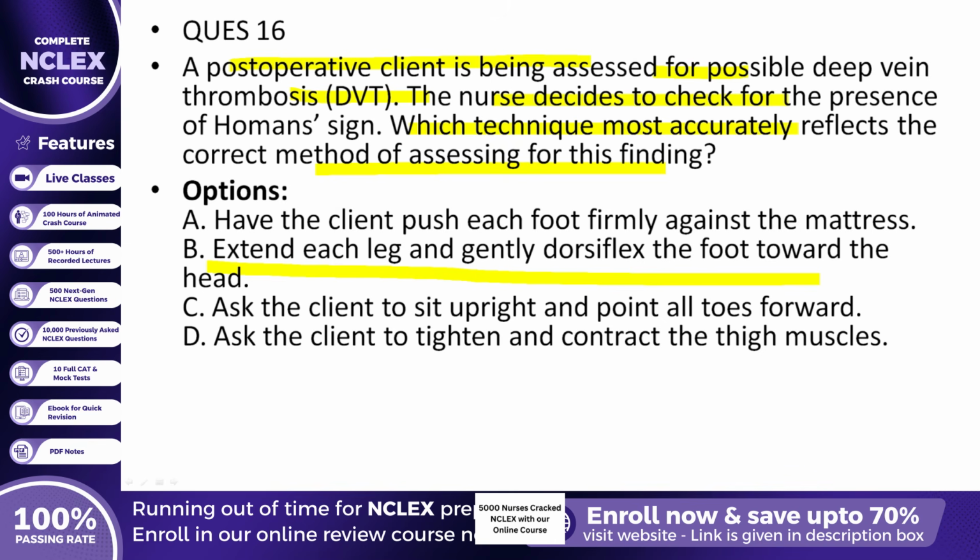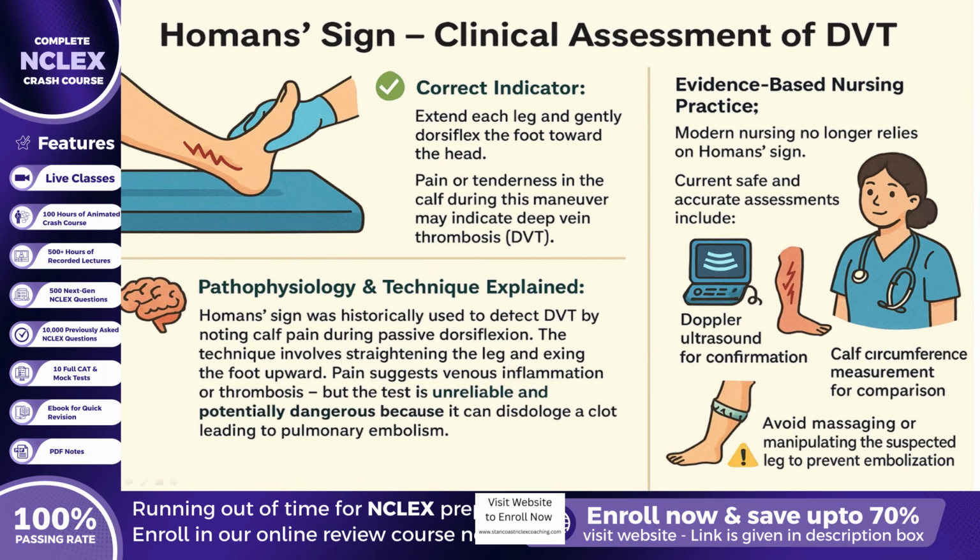Diving deeper into the reasoning, Hohmann's sign is an older clinical maneuver historically used to detect deep vein thrombosis by checking for pain in the calf during passive dorsiflexion of the foot. The correct technique involves fully extending the client's knee and then dorsiflexing the ankle so the toes move toward the head. If the client experiences sharp pain or tenderness in the calf, this may indicate inflammation or thrombosis in the deep veins.